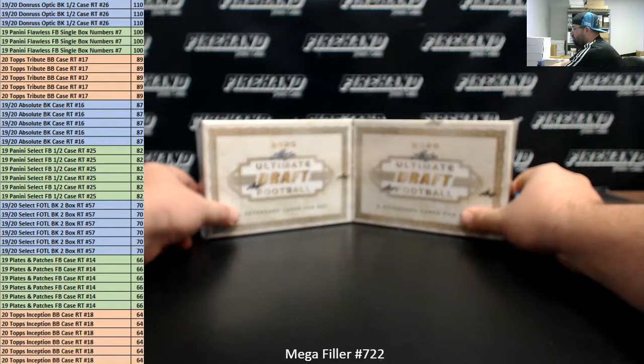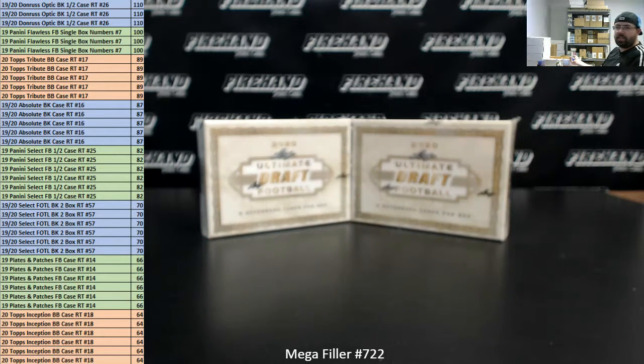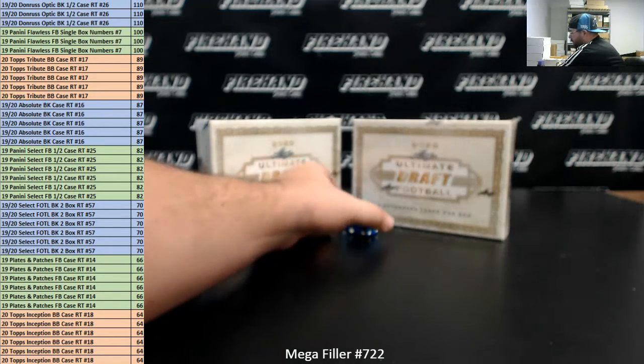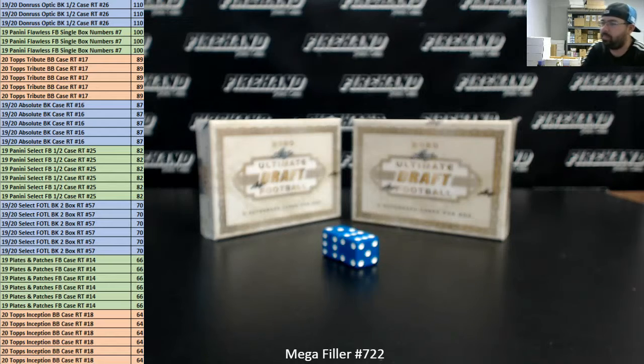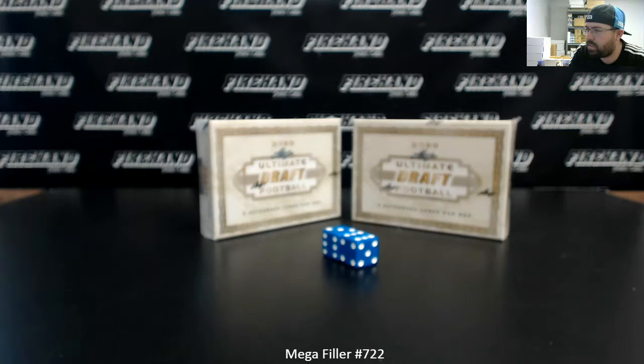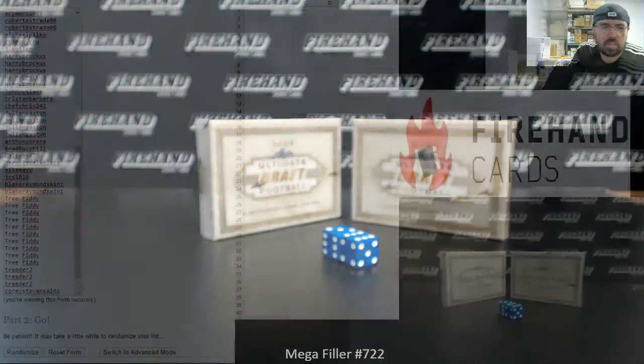Let's roll our two dice to determine how many times we'll randomize a list of participants and break spots. Good luck, everybody. It's going to be nine times on this one. Three and a six. Nine times. Oh, sweet. Okay, let's go ahead and do that.